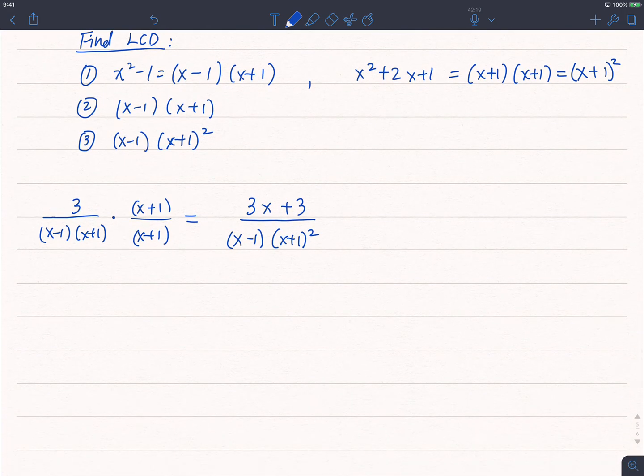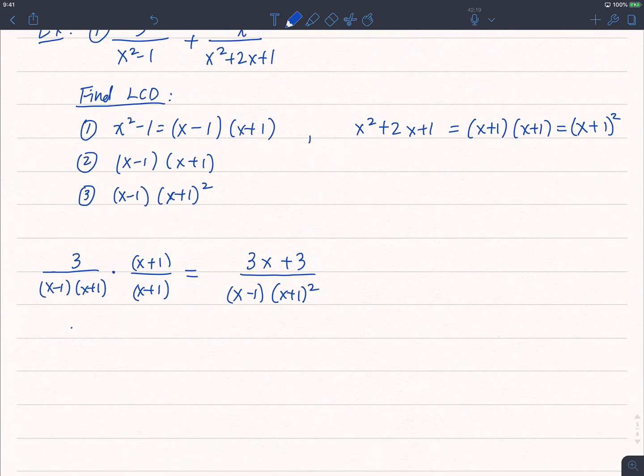And similarly, I'm going to change the second fraction by multiplying it by whatever I need to make the denominator the LCD. And in this case, I only need to multiply by x minus 1. So in the top, I have x squared minus x, and in the denominator, I have, again, hopefully it's the LCD.